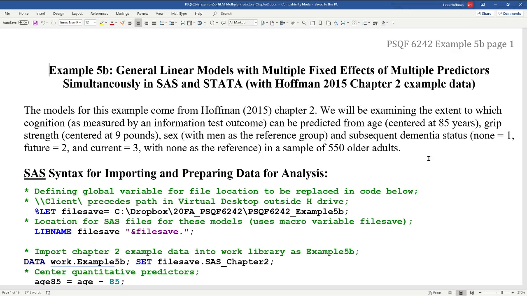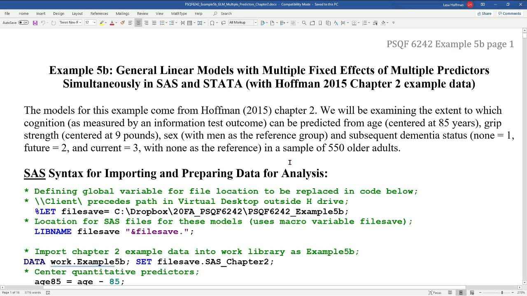The story behind these data is that they are the baseline observation of a longitudinal study with older adults in which one of three things could happen. Each participant could never be diagnosed with dementia during the study or afterwards. They could be diagnosed with dementia at some point after baseline, but not yet, not at this occasion. Or they could already have been diagnosed with dementia at this occasion. So there's three possibilities. We'll be treating that as a categorical predictor.